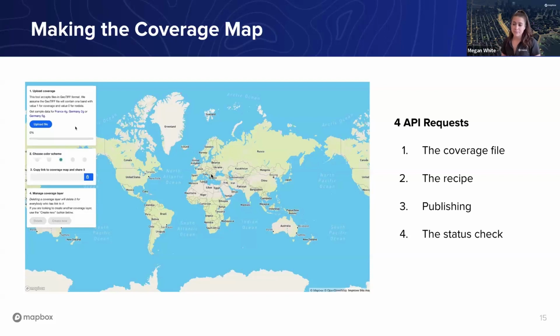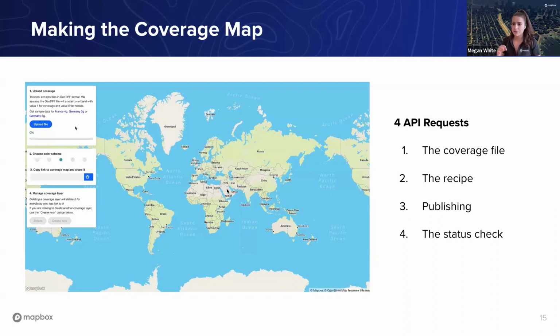And so to summarize, what we're going to be showing you in what we're doing with this application is the 4 API requests that are creating a tile set from your coverage data, and then we're adding that as a layer to the map. So these are the 4 API requests, the raster product that we're making.